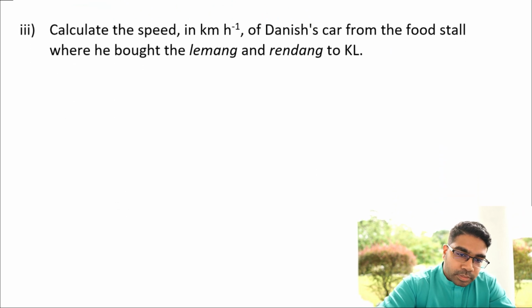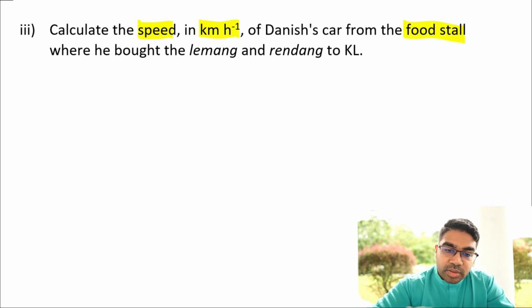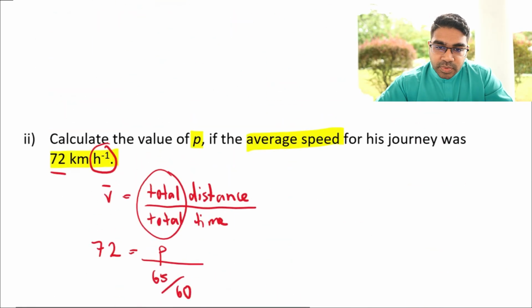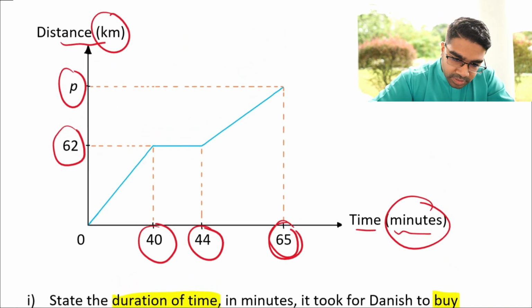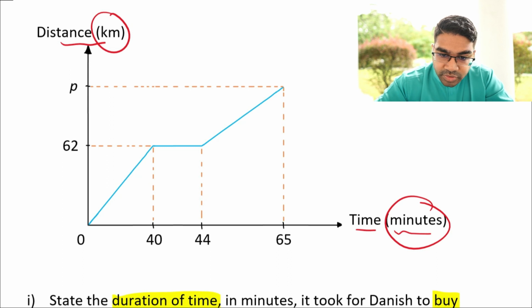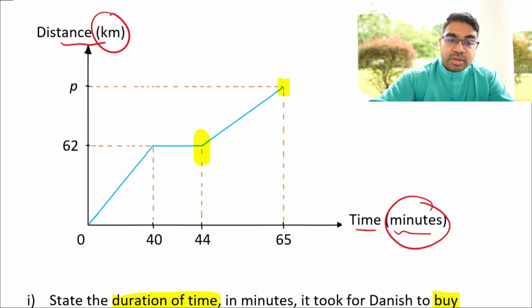Calculate the speed, again in kilometers per hour, of Danesh's car from the food stall where he bought the lemang and the rendang to KL. Let's look at the graph and see which portion of the journey we need to look at. So this time, let me clear the graph up. Alright, so this time we are looking at from the stall to KL. This is the time where he finished buying. This is the time where he reaches his destination. So we are to look at this portion of the journey from here all the way to here.